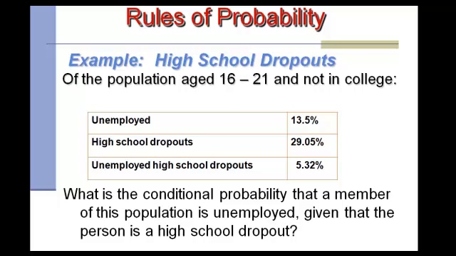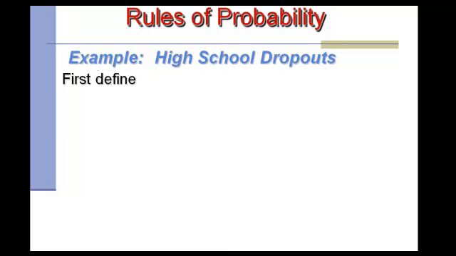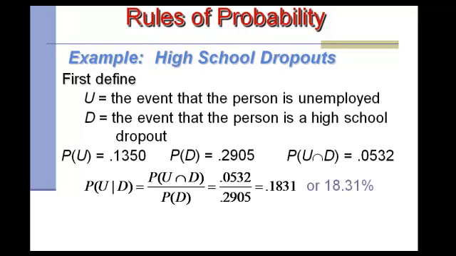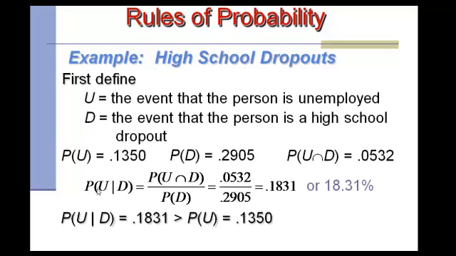Okay, again the question is, given that a person is a high school dropout, what is the probability that they are unemployed? So the probability that given they're a dropout, they're unemployed is the probability that they're both unemployed and a dropout. What proportion is that of being a dropout?